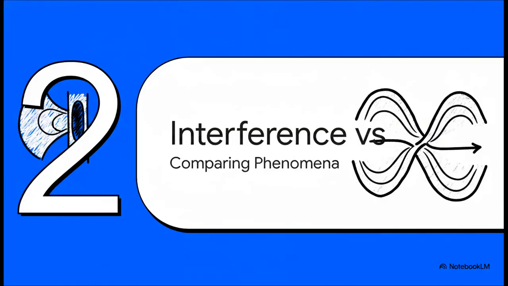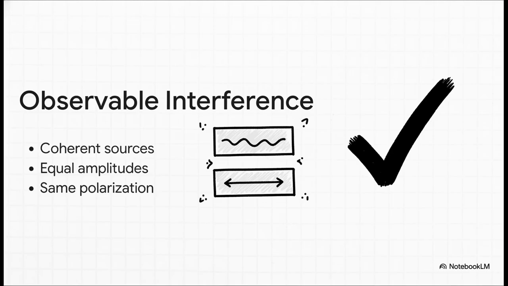Moving right along to Section 2. Interference versus diffraction. To really grasp diffraction, we first need to set the baseline for its close cousin, interference. For light to create a perfectly observable interference pattern, it has to play by some very strict rules. First, you absolutely need coherent sources, meaning the light waves share the same frequency and maintain a constant phase difference. The waves also must have the same polarization. On top of that, they need roughly equal amplitudes, and the path difference between them can't be too huge.